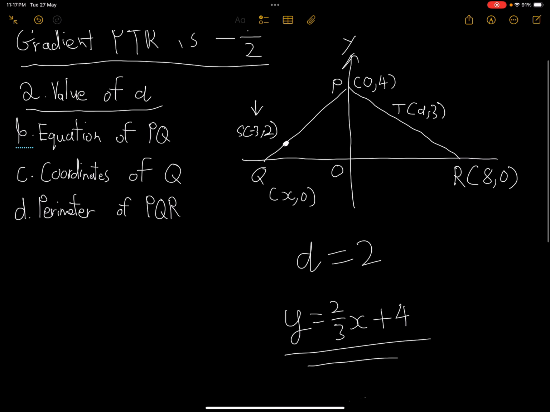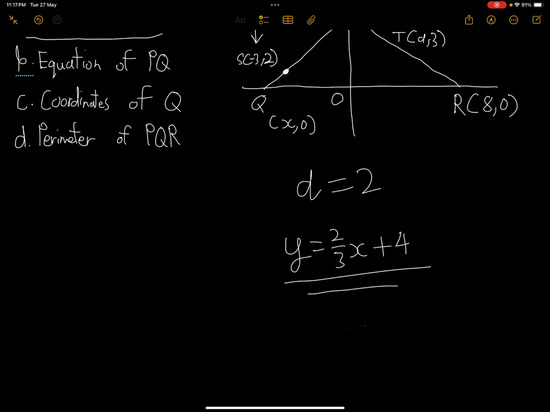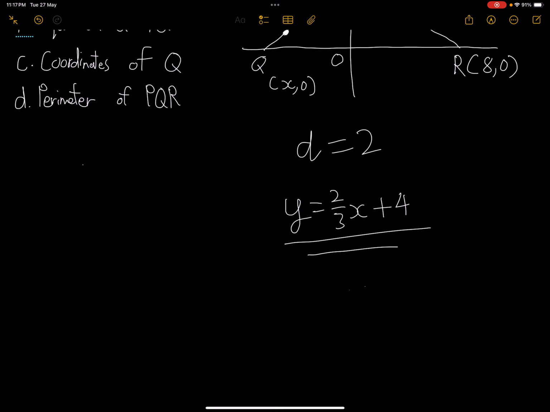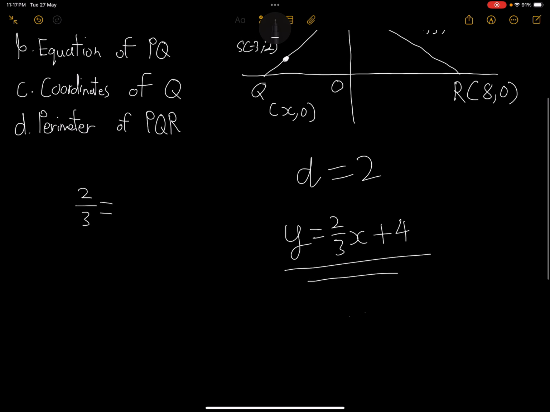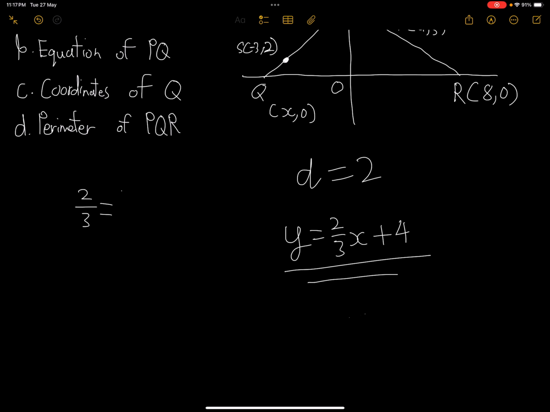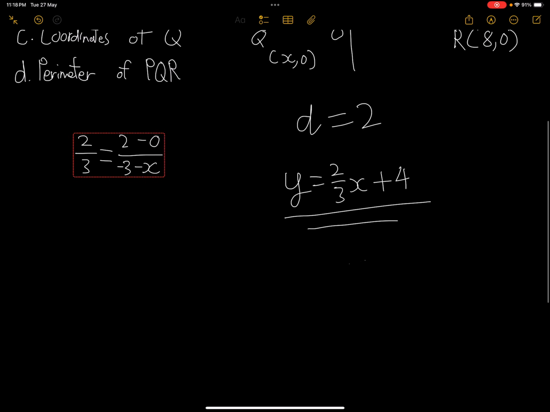So we can do the same thing as how we used to find out the value of p, and that is by putting in the reverse gradient formula to find the coordinates of a certain coordinate. Now, as we know that the gradient is 2 over 3, let's rewrite it as 2 over 3 equals, and we're going to be using the s coordinate to substitute into the gradient formula. So 2 of the s coordinate minus 0 of the q coordinate, over -3 of the x coordinate minus x of the, well, q coordinate.